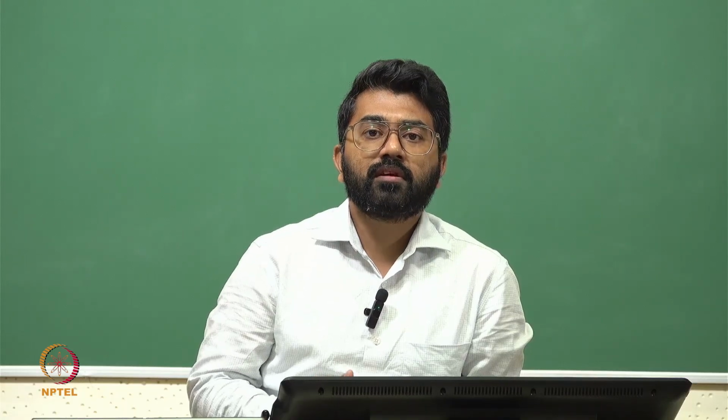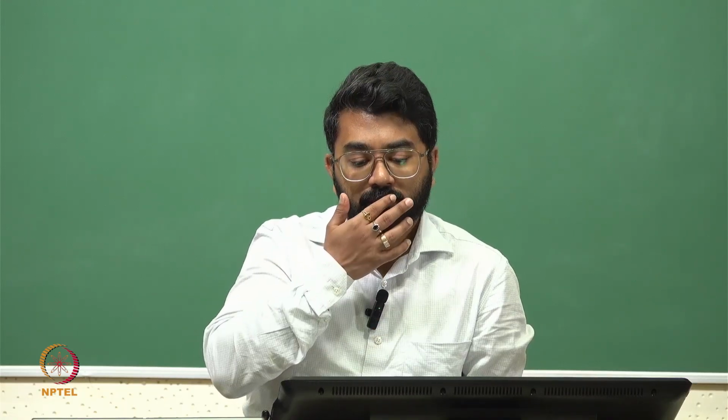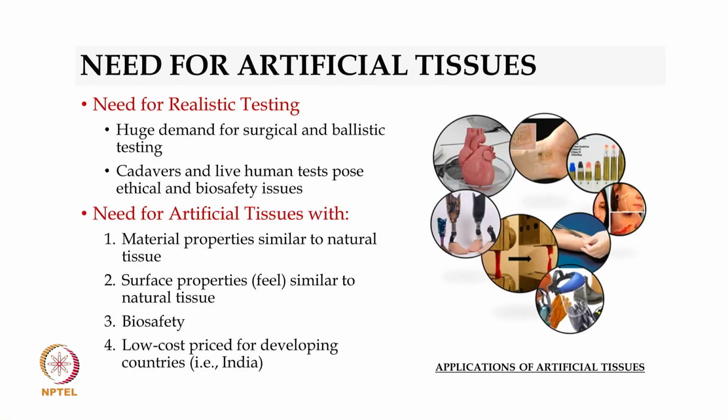Why do we need such kind of artificial tissues in the first place, right? One of the key needs for artificial tissues is for realistic testing. There is a huge demand for artificial tissues not only in the surgical training market, but also in ballistic testing and all sorts of armor testing and things like that, right?